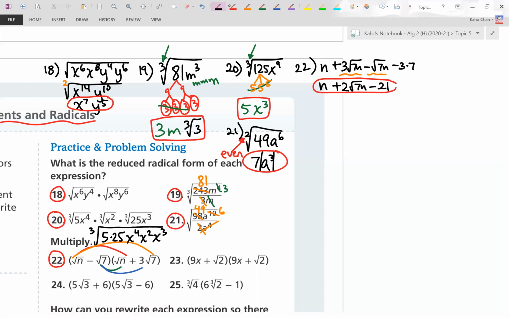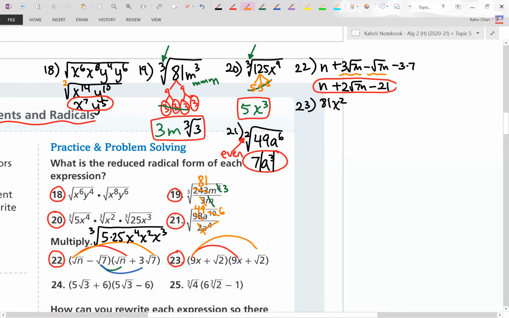Number 24. Sorry, 23. Excuse me. All right. 23. Let's FOIL this. A lot of random expressions here you got to worry about. First term is 9x times 9x, 81x squared. Nice. Outer terms, 9x times root 2. Those are separate. So that's plus 9x root 2. Oh, inner terms, same. 9x root 2 as well.